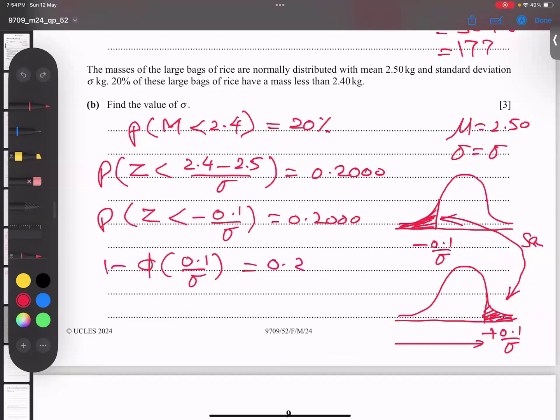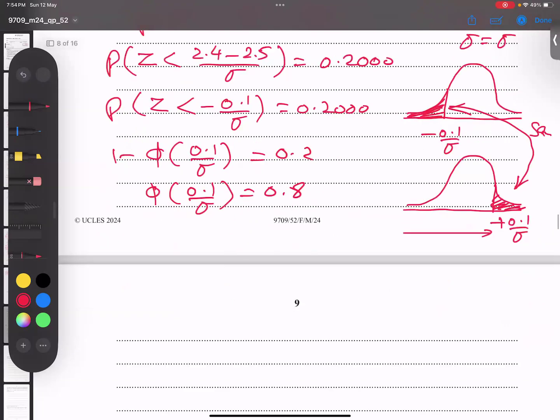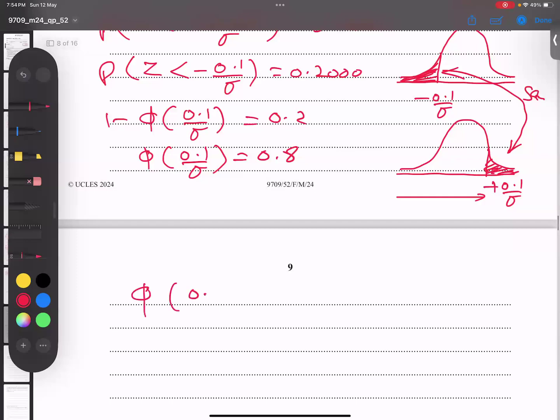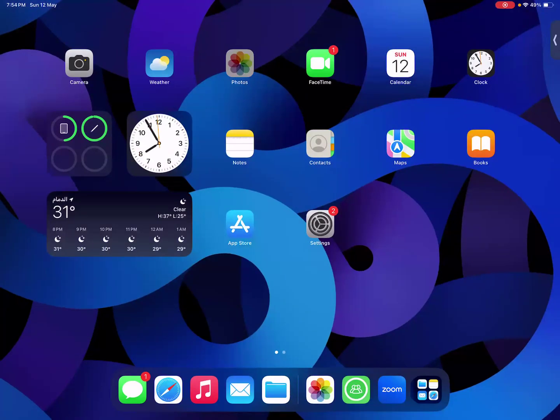This whole thing, because the negative sign is there, it will go there, and 0.2 comes this side. Finally, I get phi of 0.1 over sigma equal to 0.8. Okay, 0.8. Now, students, we are close to our answer, but phi of what number will give you 0.8? Repeat, phi of what number will give you 0.8? Have a look at the table once again.